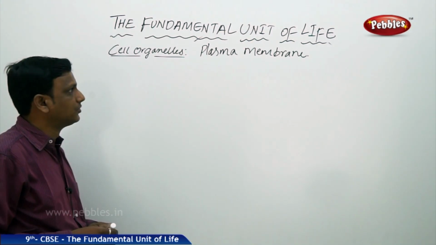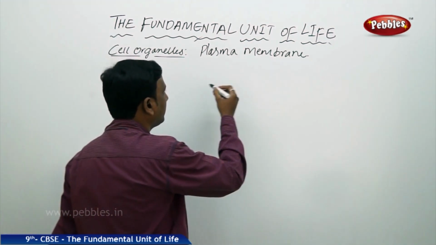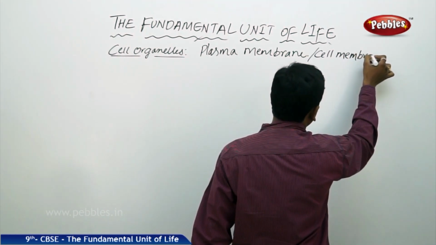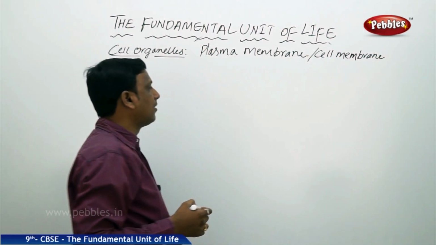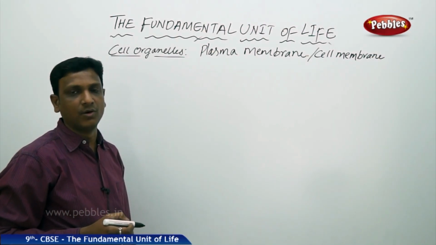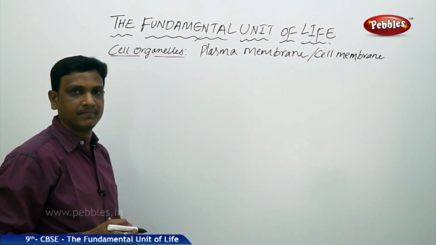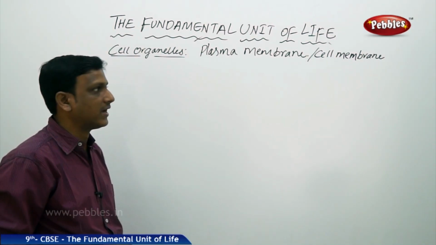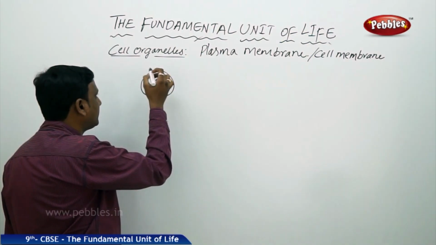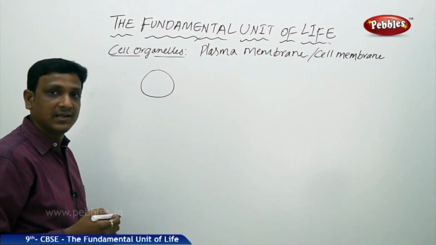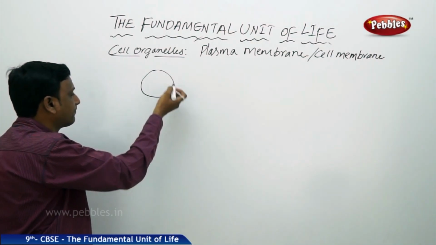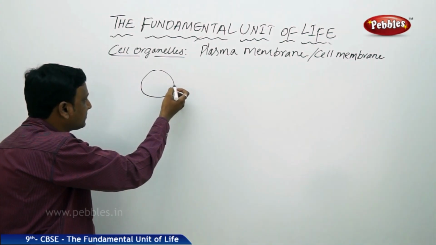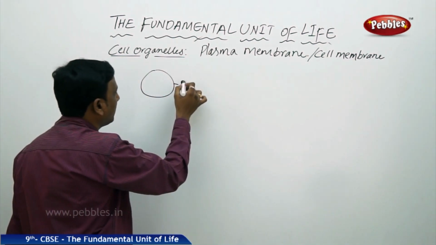The first and the most important cell organelle is the plasma membrane, and this is also called the cell membrane. The plasma membrane, or the cell membrane, is the outermost covering of a cell. It separates the cell and its constituents from the external environment. So you are able to tell this is a cell. How can you tell? By identifying its border. This is the outermost covering. What is this border? This is the plasma membrane.